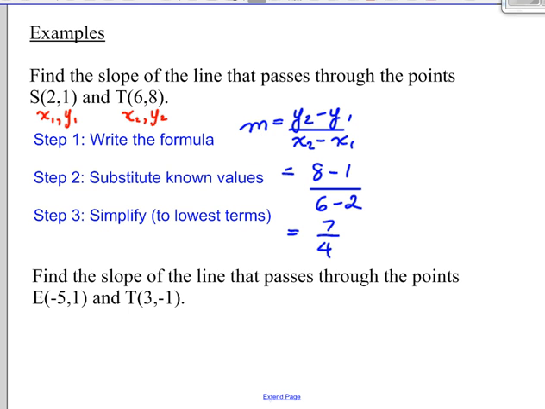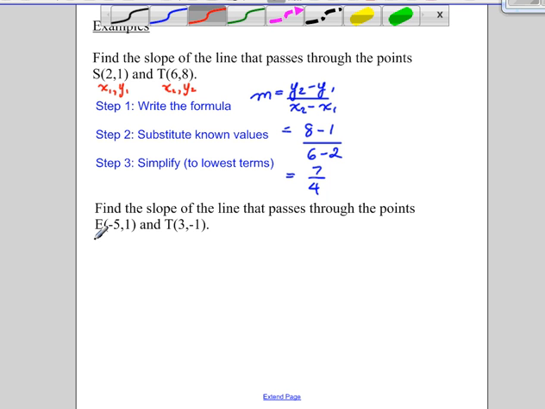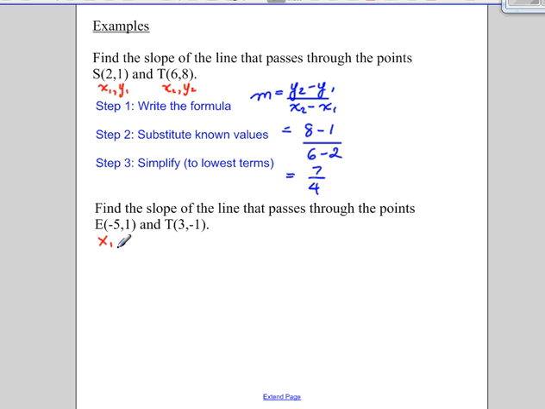So let's look at another example. Again, you've got 2 points. The first thing that I might do is identify which one's x1, which one's y1, which one's x2, and which one's y2.